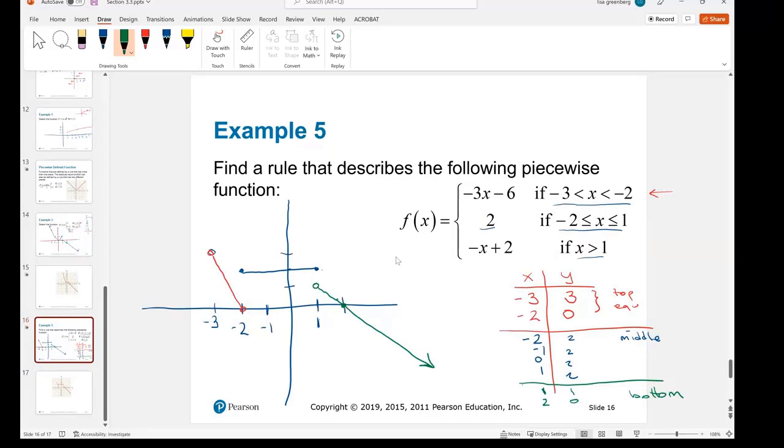If I asked you to tell me what is y when x equals -2, well, I don't use this one because that doesn't include -2. And I don't use this one because x is not -2. I have to use this one when x is -2 because this middle one includes -2. So my answer would be 2.